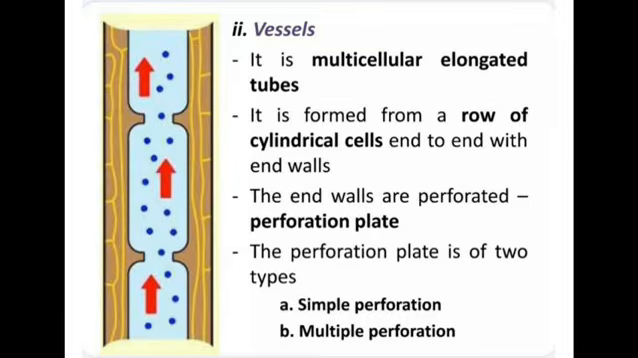Vessels. They are multicellular elongated tubes. Formed from a row of cylindrical cells, end to end with end walls. The end walls are perforated, known as perforation plate. The perforation plate is of two types: A. Simple perforation, B. Multiple perforation.